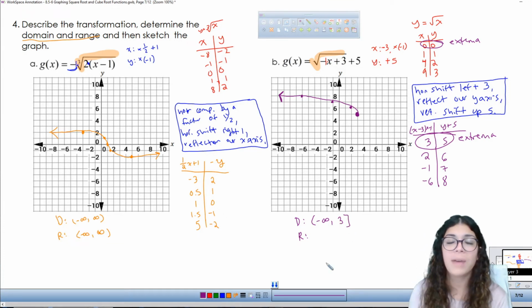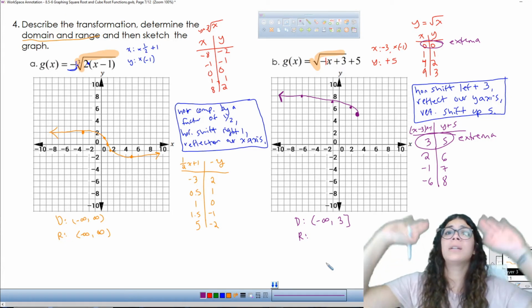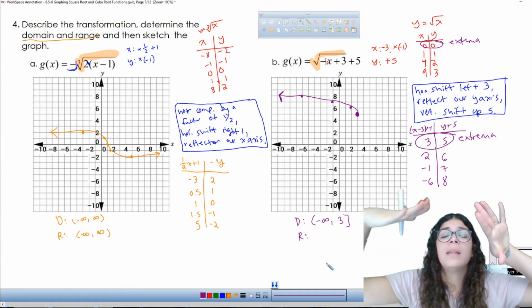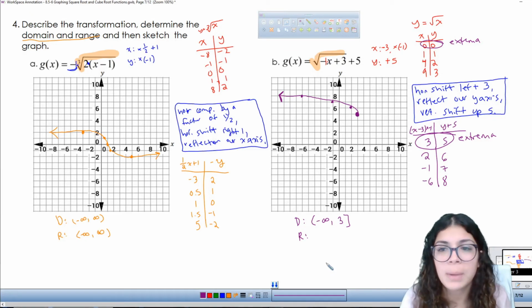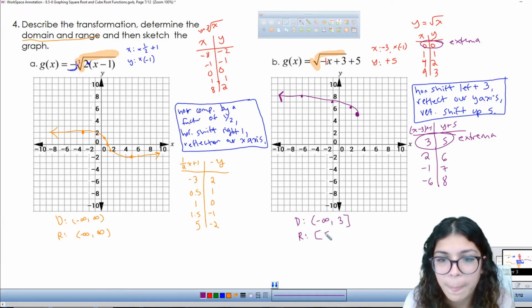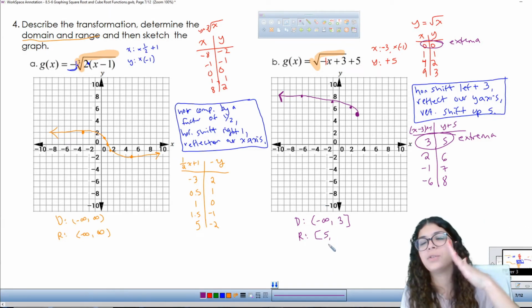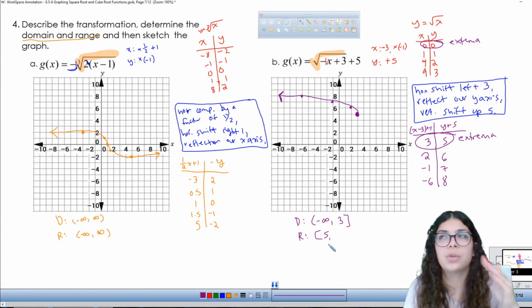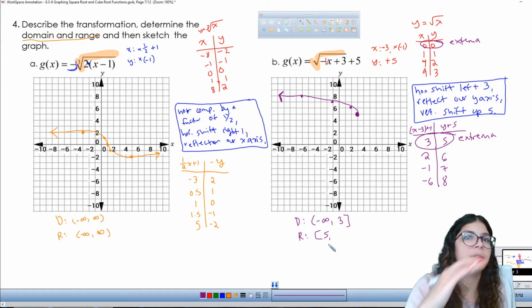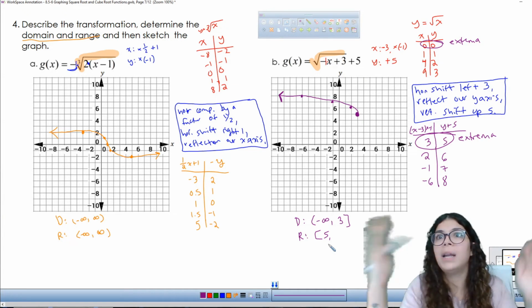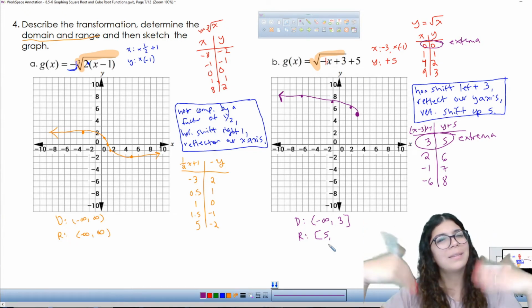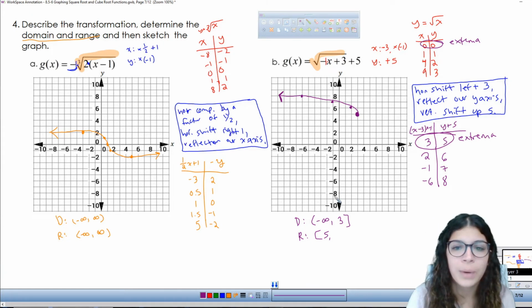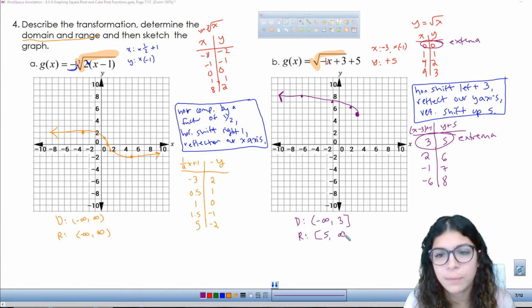And then the y value, because you did not shift over the x-axis, that y value is still from the lowest, which is the extrema y value, 5. And then all the way up, because you're still going up, you're just going up and to the left instead of going up and to the right. But going left or right affects the domain, it does not affect the range. So the range is from 5 to infinity.